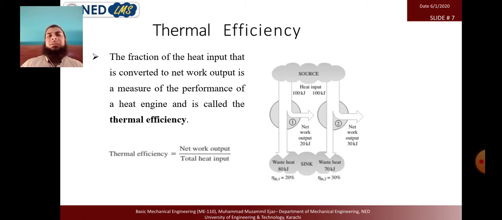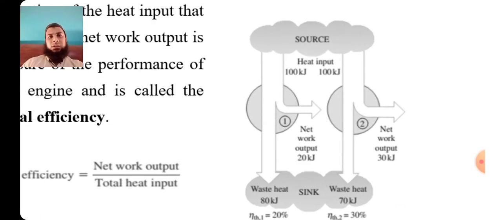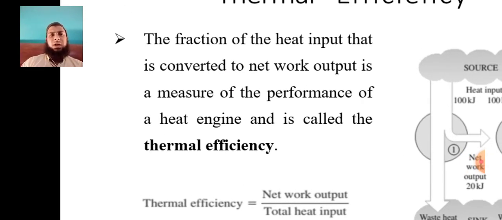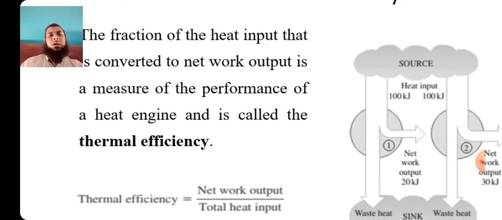Thermal efficiency tells us the efficiency of the system, or how much the heat engine is utilizing the net heat into work, and how much it is losing to the surroundings or heat sink. So by the formula, simply, thermal efficiency is the net work output divided by the total heat input. First we just read out the definition. The fraction of the heat input that is converted to the net work output is a measure of the performance of the heat engine, called thermal efficiency.